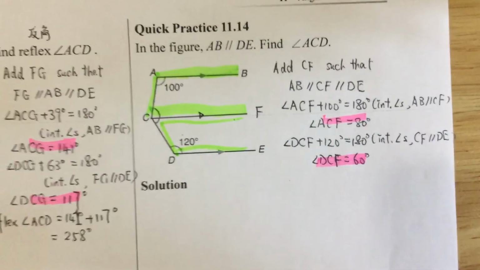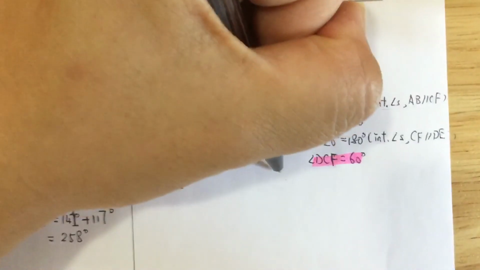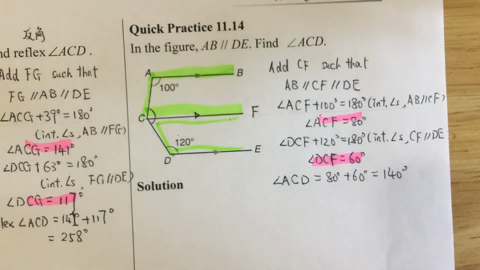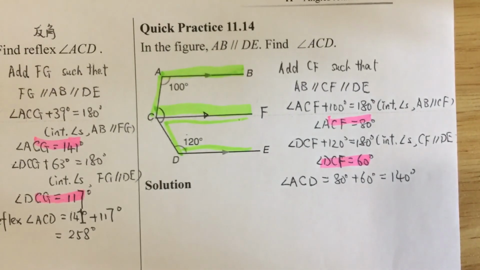So now we know that the angle ACD will equal 80 degrees plus 60 degrees. So this is 140 degrees. So we can solve the problem immediately. Every time we will break it down to the elements that we learned in the 7 reasons. So hope you know how to do this question easily.